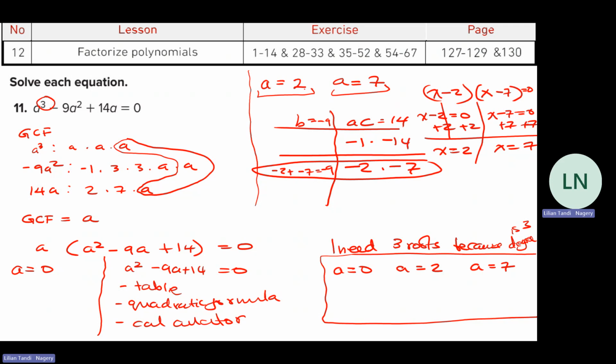So you will do that in the calculator. You will do that in the table. You should get the same answer and you confirm that those are your roots. Okay, so then you can write them as A equals 0, 2, and 7.